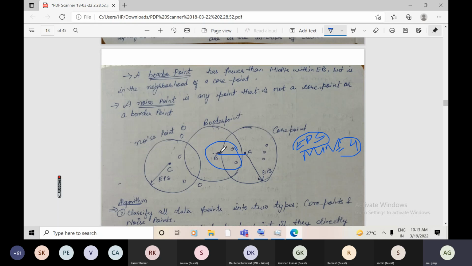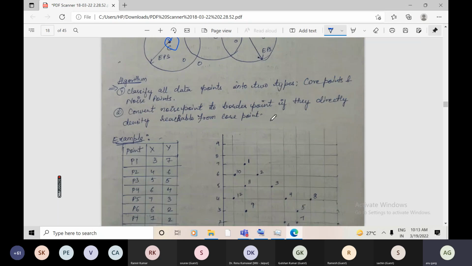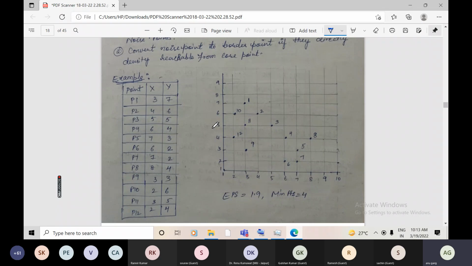Then this particular point cannot be called a core point, but it can be called a border point. So it is satisfying one condition, the radius condition. That's why we call point B a border point. And then you have another point C, which is a noise point, which does not satisfy epsilon. The first condition itself is not satisfied, so you consider that a noise point. Minimum points will come later. So let's see the problem, then it will be more clear.